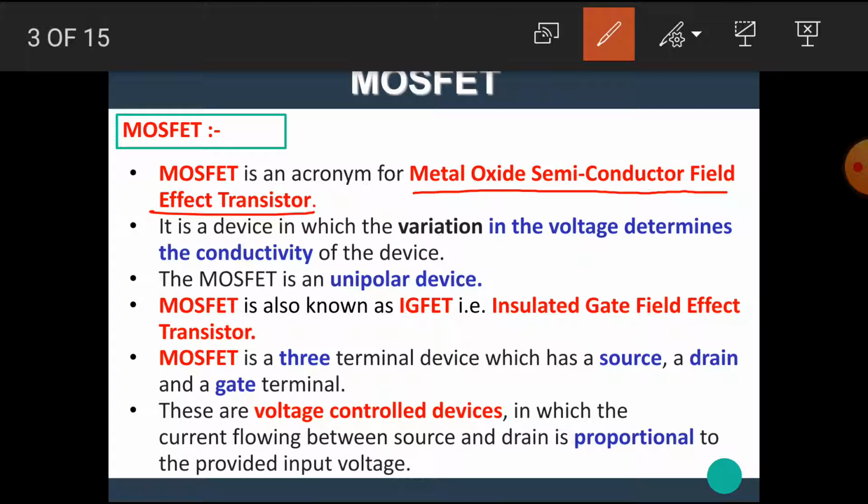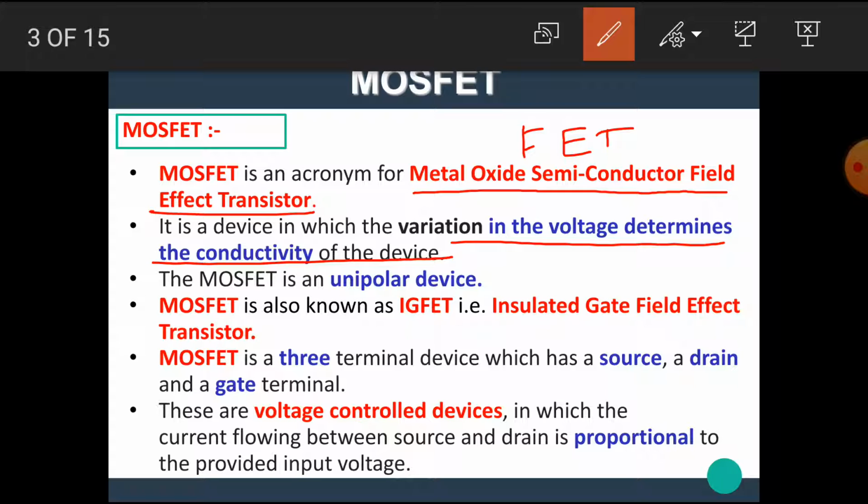That means it is an electronic device which belongs to the FET family, or the field effect transistor family. It is a device in which the variation in the voltage determines the conductivity of the device. That means the FET or the MOSFET is a device in which the input voltage determines the output current, or the output current depends on the value of the input voltage.